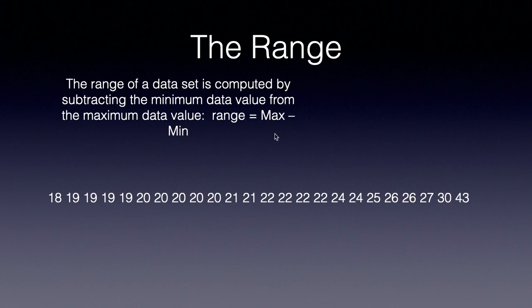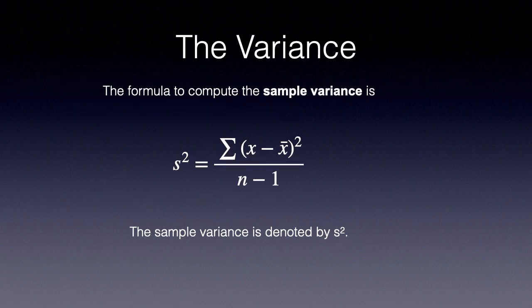As we can see here, it's just taking the maximum minus the minimum. Notice here the maximum is 43 and the minimum is 18. So when I take the difference of 43 and 18, I end up with 25. This tells us, down and dirty, what the spread of the data set is in its whole entirety.